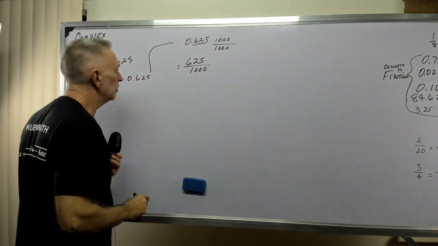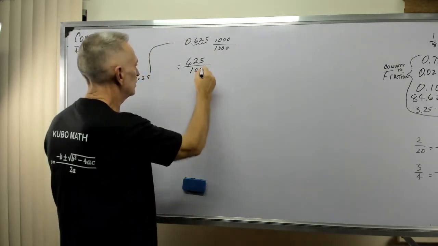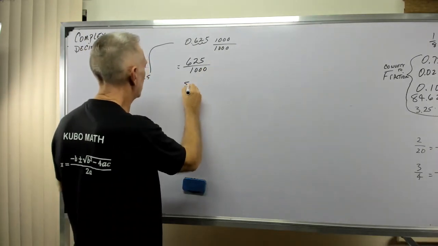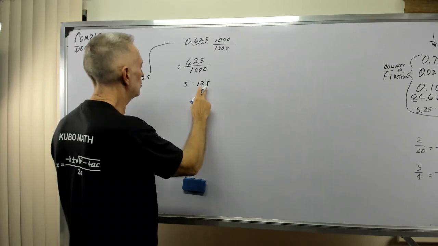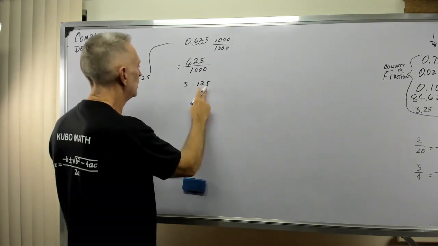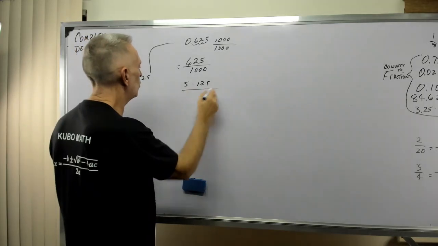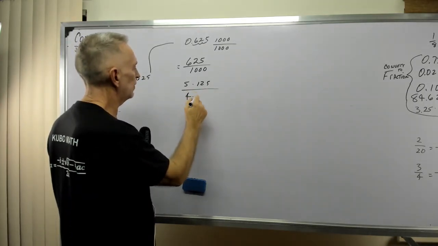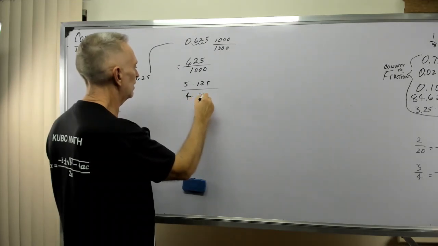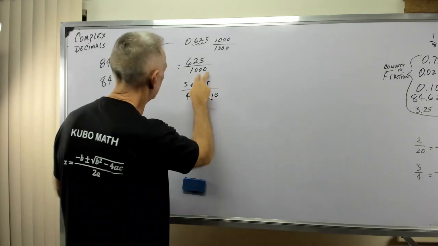Oh, well, 5 will go into both. Let's see. What is that? 5 times 125. 5 times 5, 25. 2, 10, 11, 12. 1, 5. Yeah, that'll work. 5 times 125 over 4 times 250. And 250 was 25 times 10. 4 times 250 will give me that.